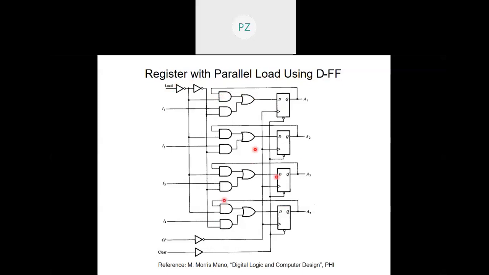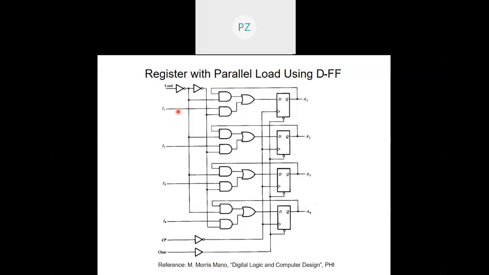Once again, this design is modular. If you want to extend it to more than 4 bits, you simply have to replicate this ith unit. Whatever the ith unit is, you replicate it as many times as the number of bits you want to store in that register with parallel load. So this design is pretty modular in that sense.